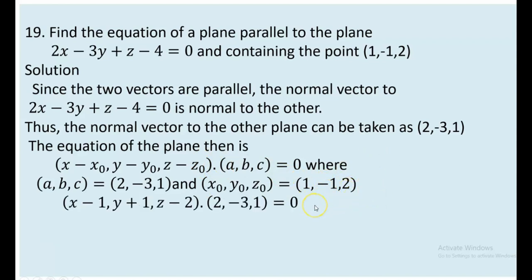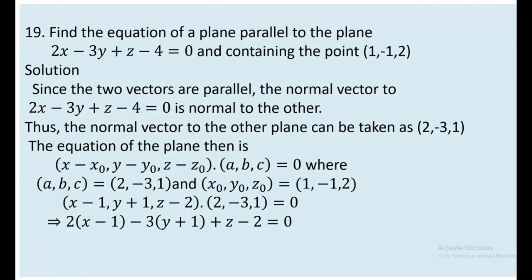So by substituting this, you will come across this kind of equation: (x minus 1, y plus 1, z minus 2) dotted with (2, minus 3, 1) equals 0. Now what comes next is just to carry out the dot product. So x minus 1 will be multiplied by 2, plus y plus 1 is multiplied by minus 3, plus z minus 2 is multiplied by 1, and that has to be equated with 0. So you will get this expression.